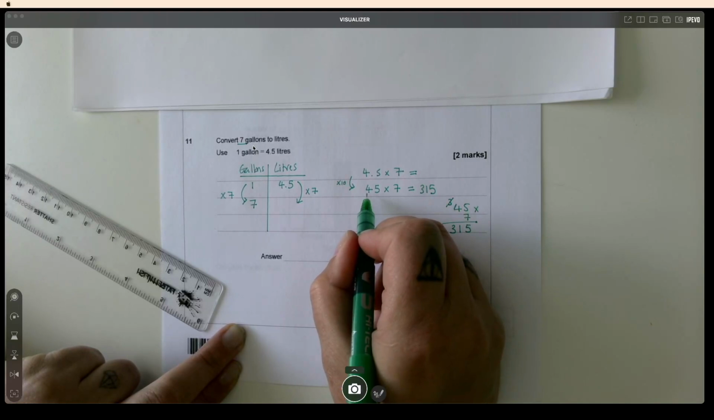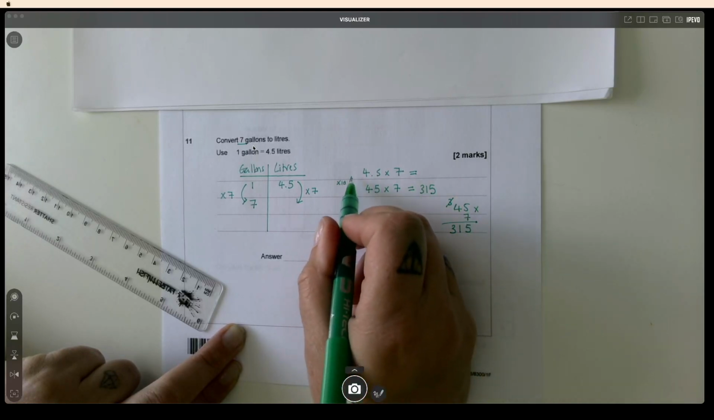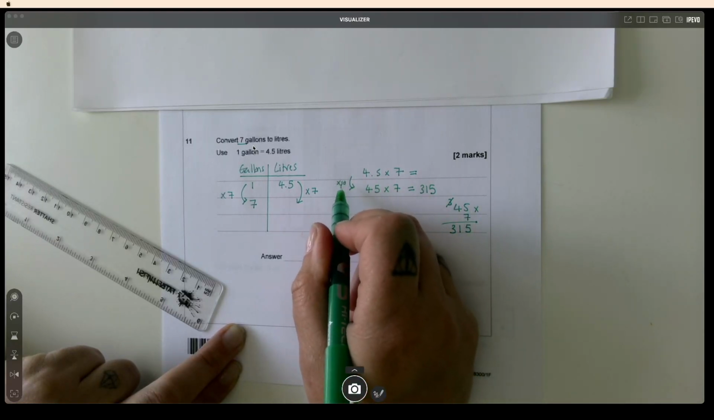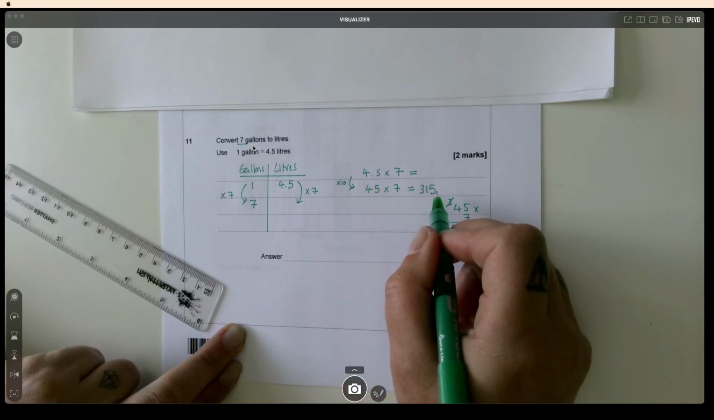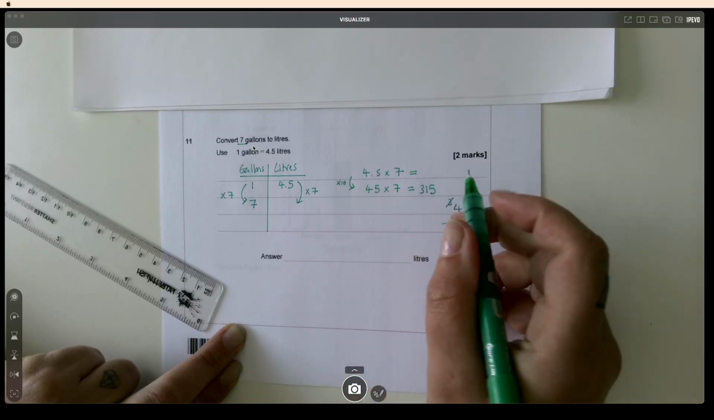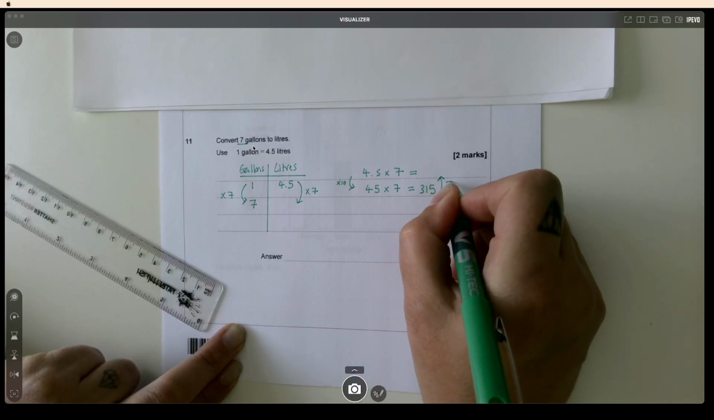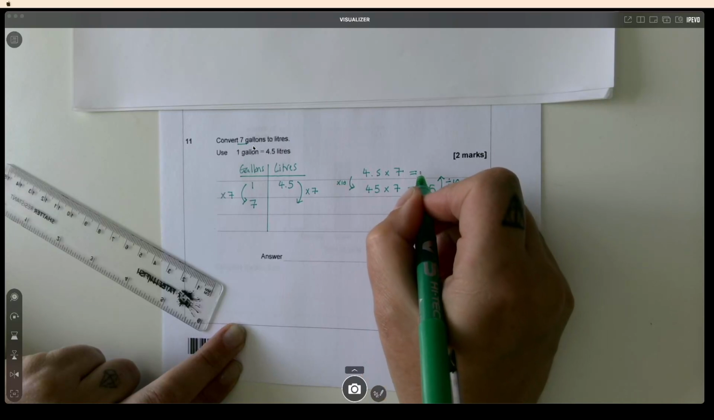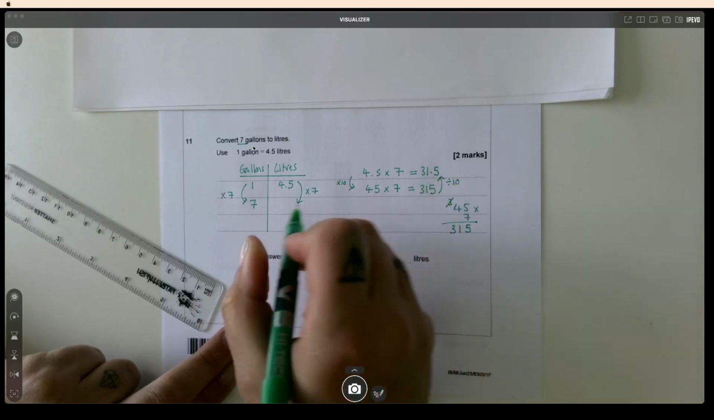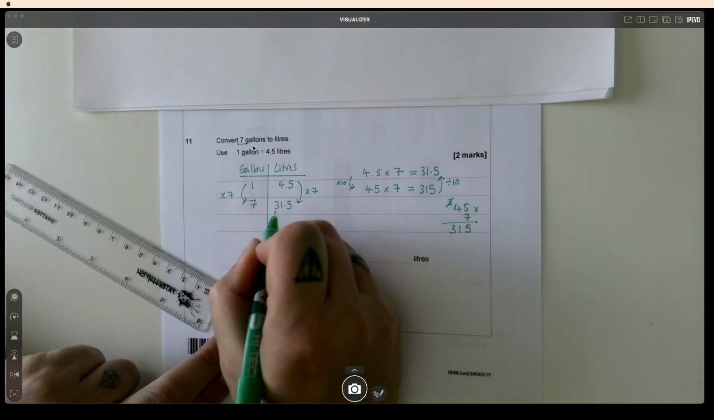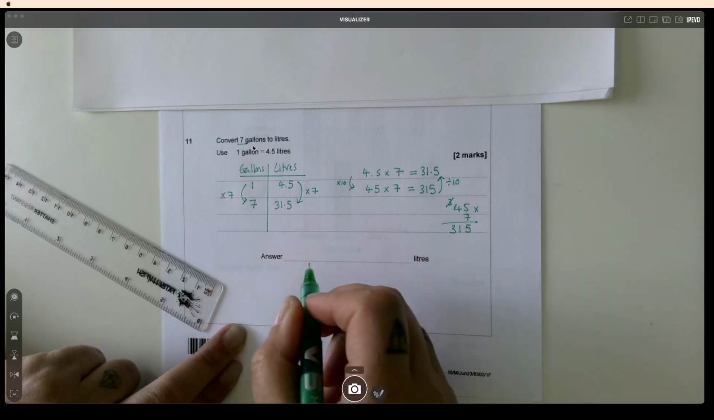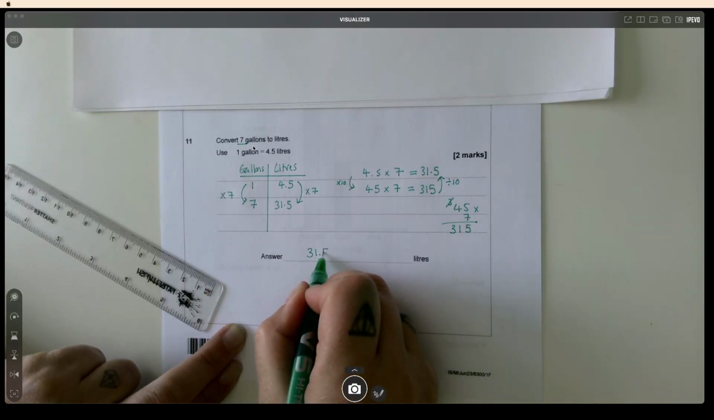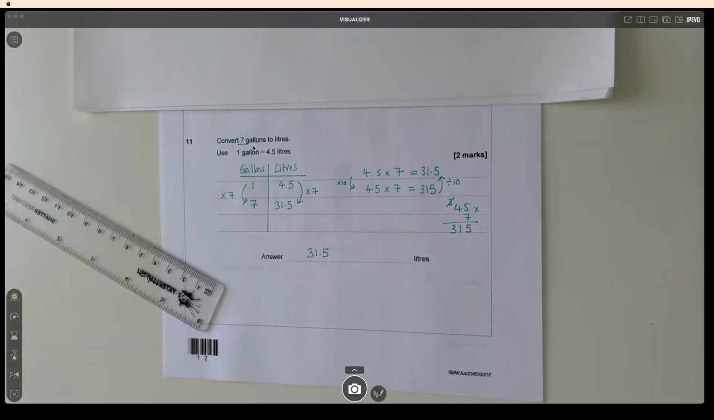But that isn't the answer to 4.5 times 7. I need to do the inverse of this multiply by 10 to find out what the correct answer would be for that initial sum. So the inverse of multiplying by 10 is dividing by 10. So 315 divided by 10 is 31.5. So 7 gallons is equal to 31.5 litres, and that is my answer.